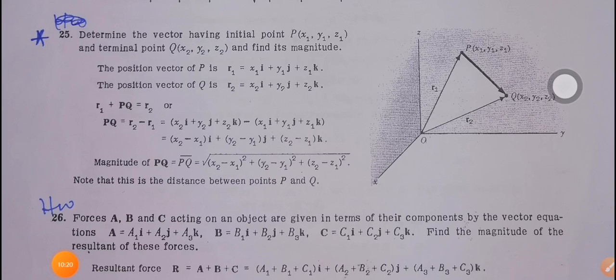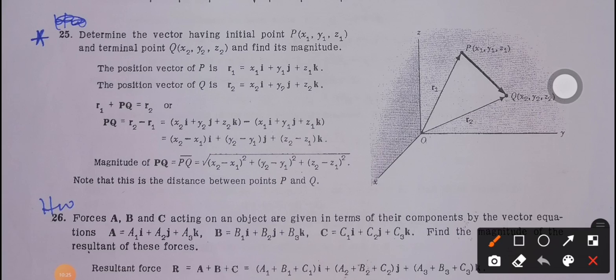Here is the next question, question number 25, in which we have to determine the vector having initial point P and terminal point Q, and find the magnitude. So let's suppose the initial point P is represented with x1, y1 and z1, and its position vector is r1 from the origin, and here is a point Q with position vector r2, and we have to determine a vector with initial point P and terminal point Q. So here is my corresponding vector.